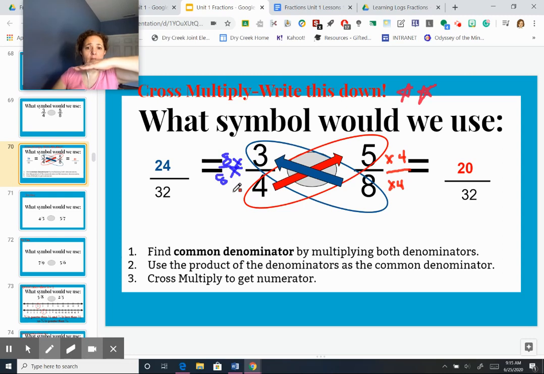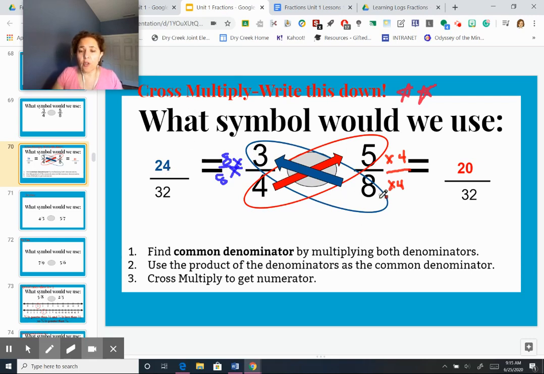So remember, whatever I do to the bottom, I do to the top. Whatever I do to the top, I do to the bottom. So if I multiply the bottom by 8, I got to multiply the top by 8. So 3 times 8 is 24. That's how I got that, okay? That's what the cross multiplication means.